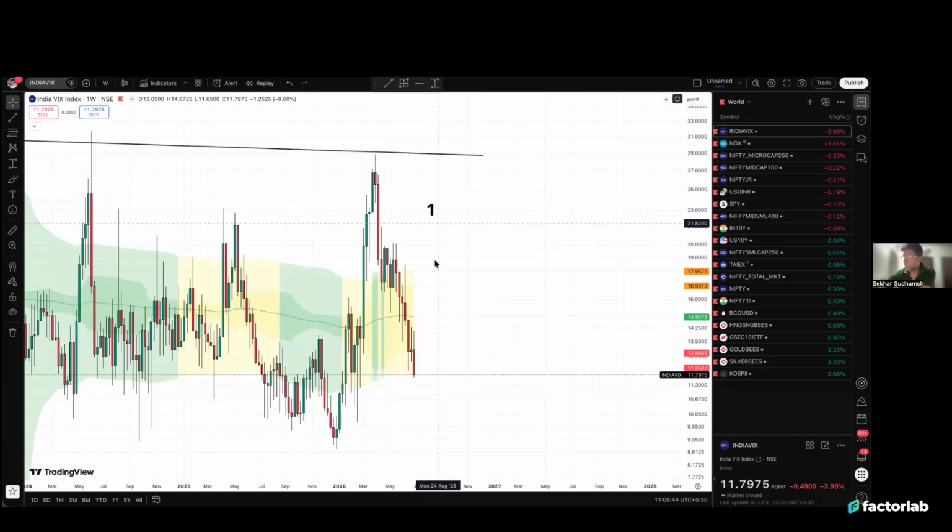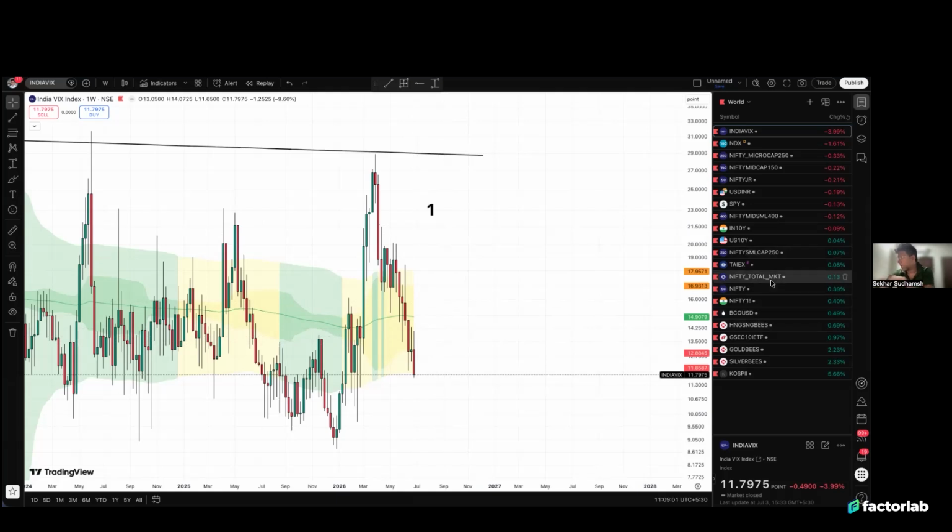This going down indicates that there is less premium being paid by investors who expect volatility going ahead. A level below 15 usually indicates calmer, saner markets in the future.